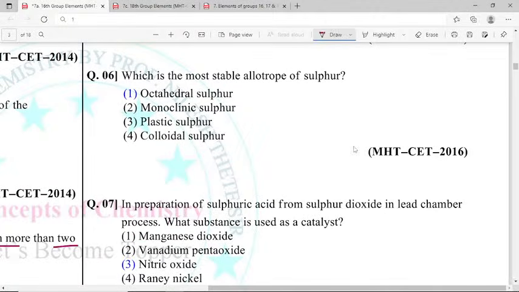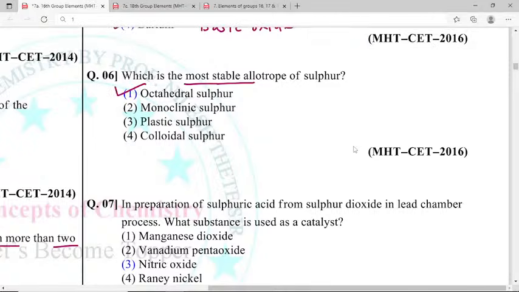Which is the most stable allotrope of sulfur? Octahedral sulfur. Octahedral sulfur is the most stable allotrope of sulfur.